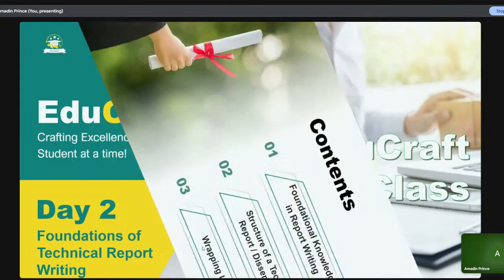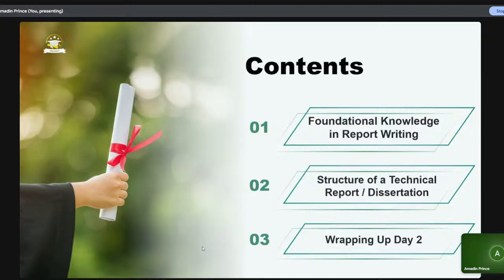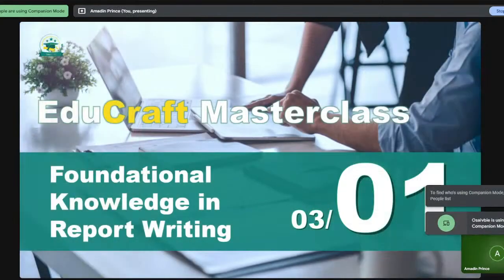So, first of all, we'll be talking about what we'll be covering in this topic. This seems very small, but trust me, small but mighty. First one, we'll be covering the foundation knowledge in report writing. The second one will be covering the structure of a technical report or dissertation. And lastly, we just wrap up day two. So basically, we'll be treating two contents, one and two: foundation and structure of technical report writing. So let's get right into it.